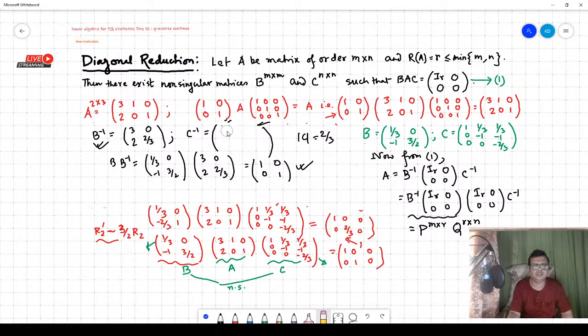What about the first row? This is the second row. What about the first row? Okay, the first row is 1, 1/3, 0. The first row is 1, 1/3, 0.